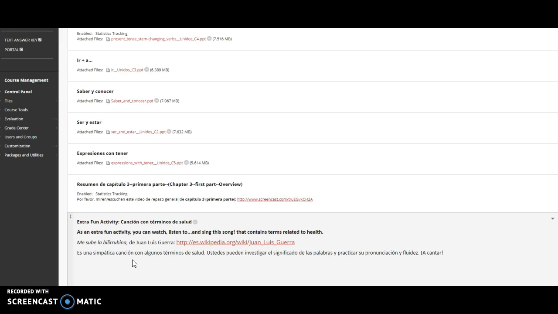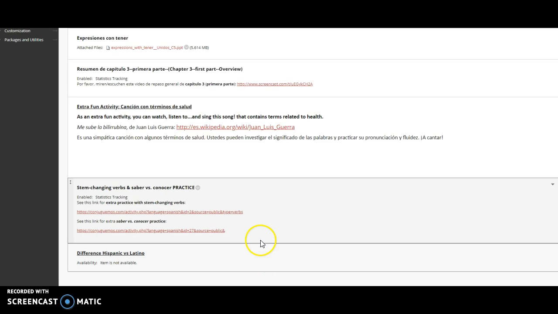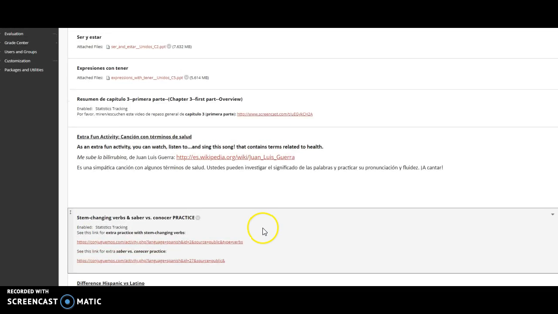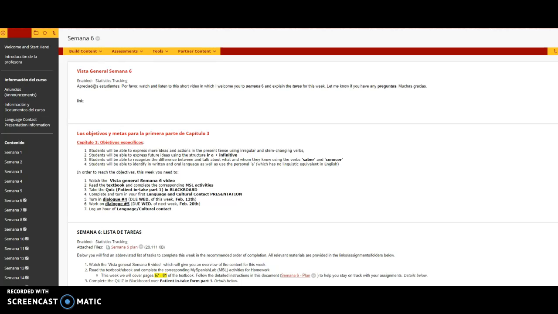Canción con términos de salud. So this song has terms that are related to health. And then some more practice with stem changing verbs and conocer practice if you'd like to get some more practice in. So that is what you will be doing in Semana 6.